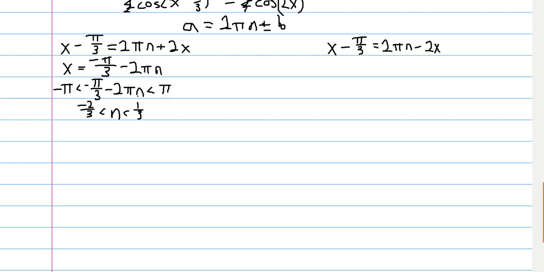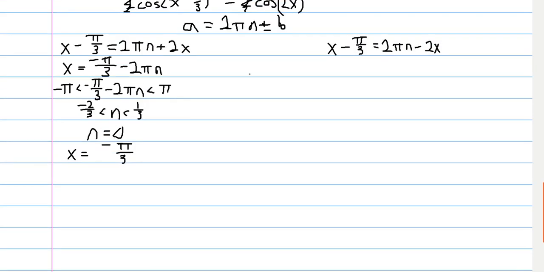And n, as we said, is defined as an integer, so that 2 pi n coincides with the period of the cosine. Or not just a positive integer, but an integer. And so the only integer in this region is n equals 0. And so we can plug that in here, and we get that our solution is x is equal to negative pi over 3.